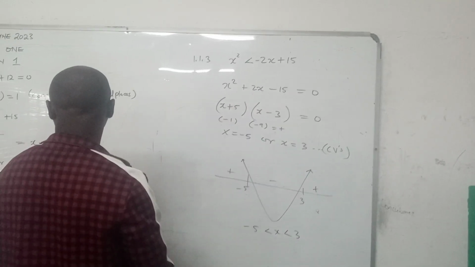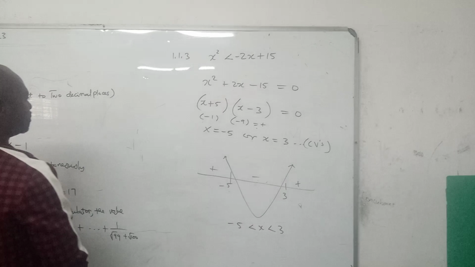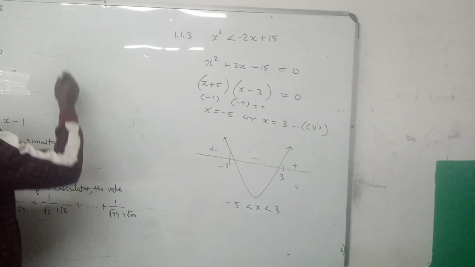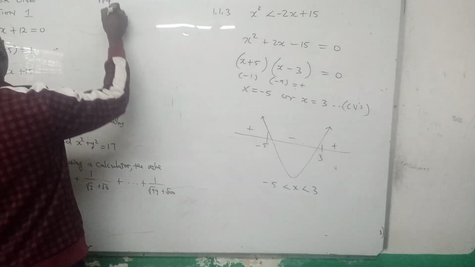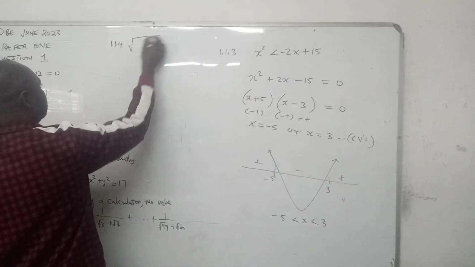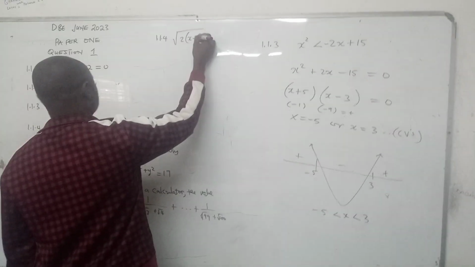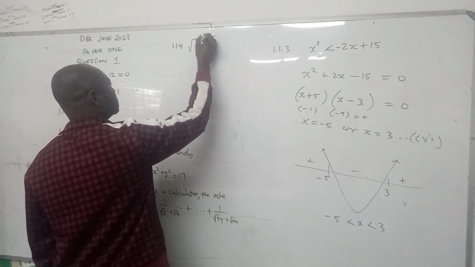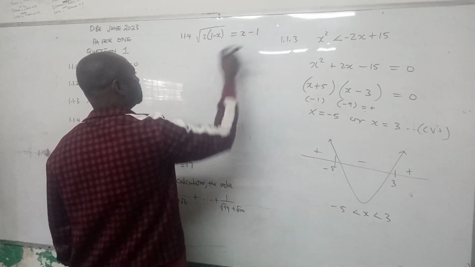Now we move on to the next question, 1.1.4, which is square root of 2 into bracket 1 minus x equals x minus 1.